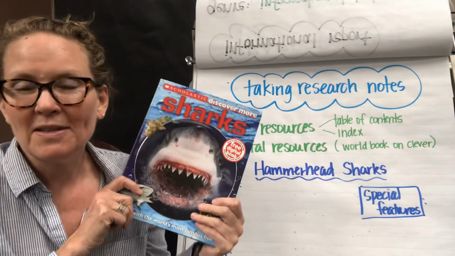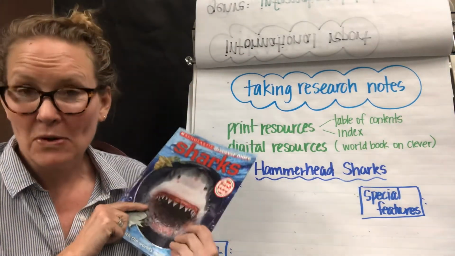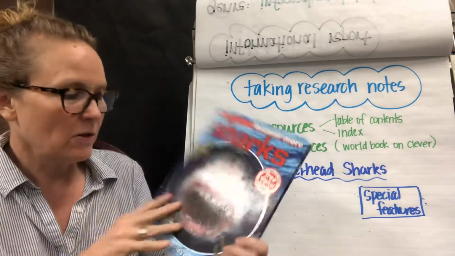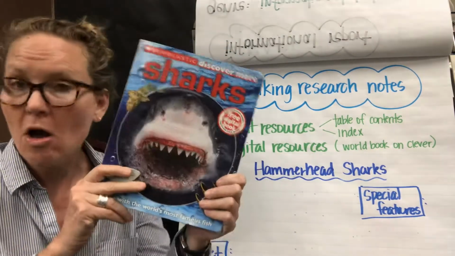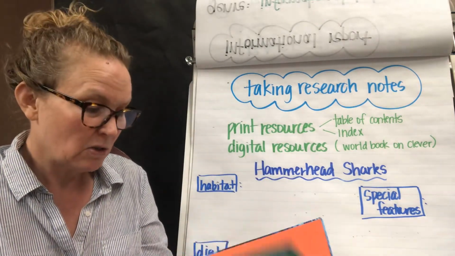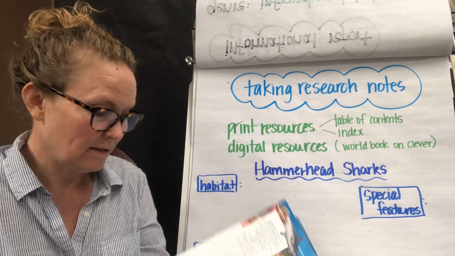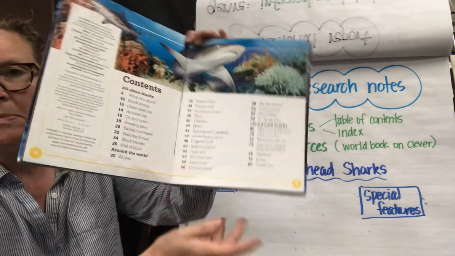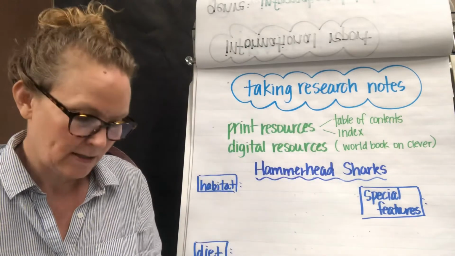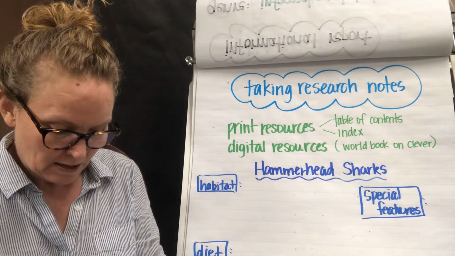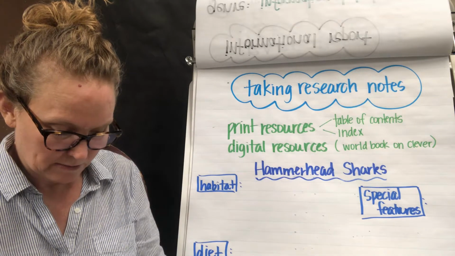I chose for my example report to write about hammerhead sharks. So I looked in this book about sharks, which is about all kinds of sharks, but I had to just find information on hammerhead sharks. So I went to the table of contents and I found that, yep, on page 56, there's a chapter all about hammerheads. So I'm going to go directly to that chapter and read more about hammerhead sharks.